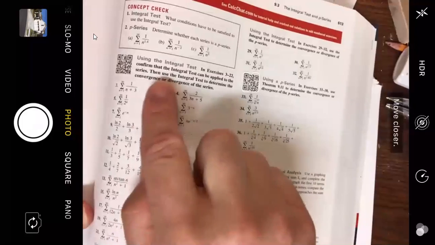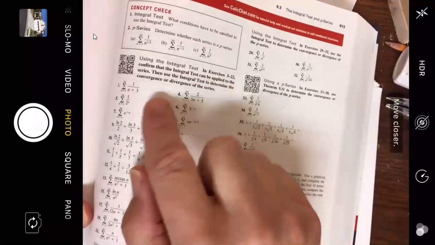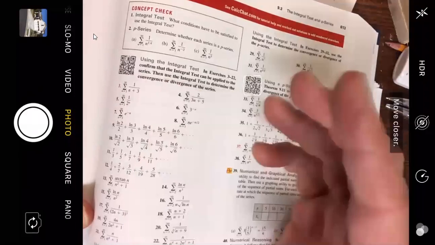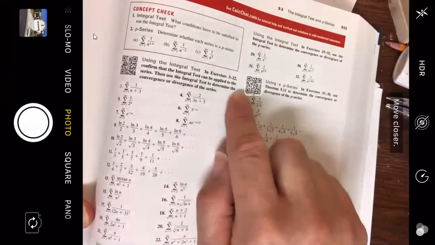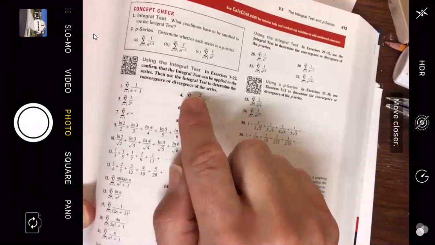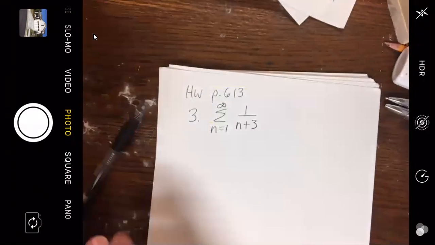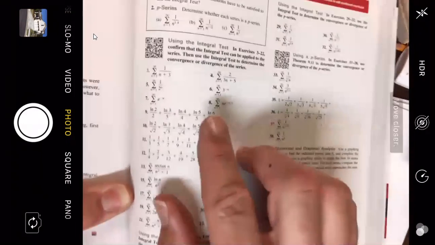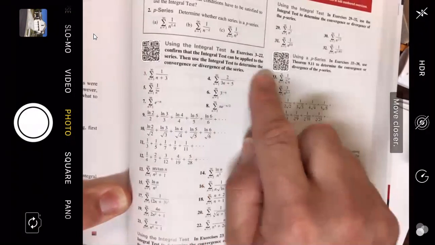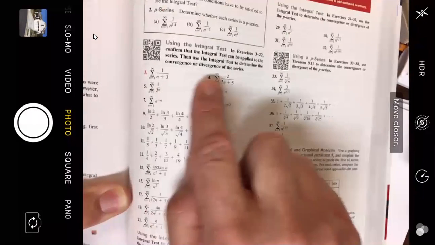All right. I don't usually mess around with confirming that your integral test can be applied. I usually just charge right in. Use the integral test to determine convergence or divergence. Did I go through that too fast?